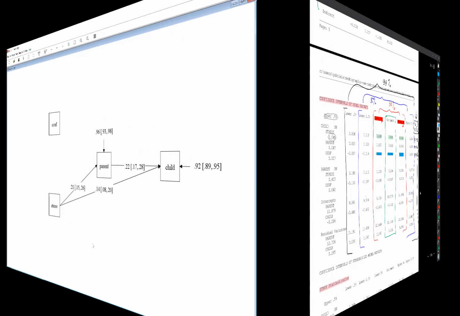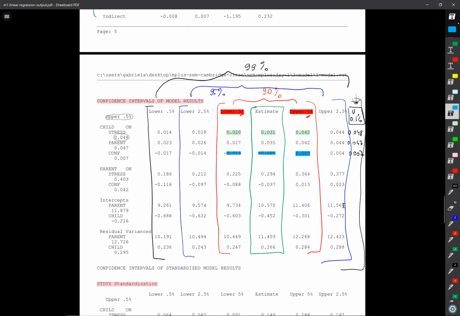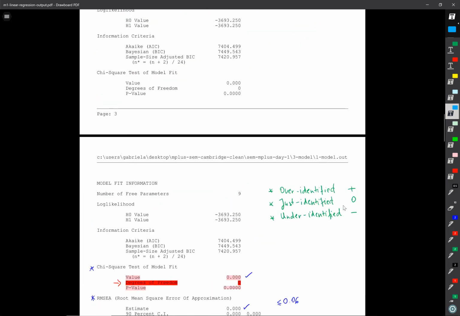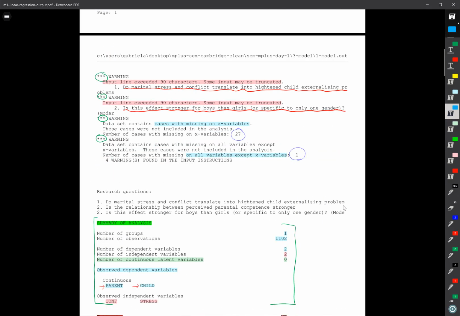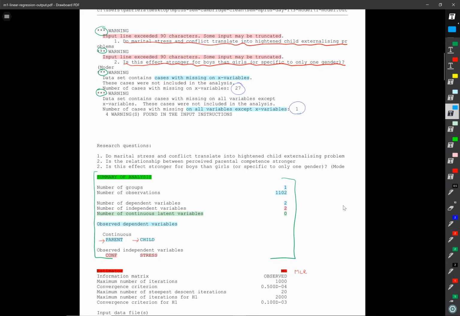So let's have a little recap to see where we're at, and for that I'm going to go back to our output file. So we were here, and we had this beautiful model, and looking at the output file we got some warnings, but we decided they are okay.